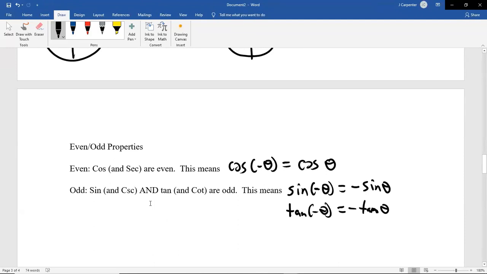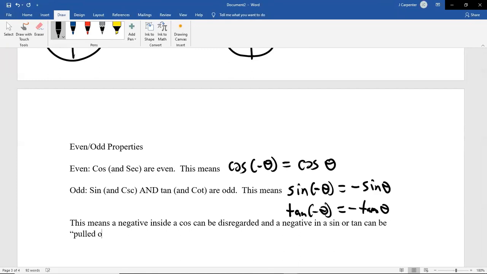So what does this mean? It means a negative inside a cosine can be disregarded, essentially, and a negative in a sine or tangent can be pulled out.